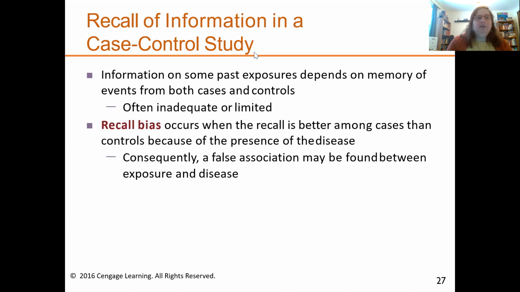This is a good one. Recall of information in a case control study. Here you have to rely on people's memory of their past exposures, right? And sometimes this doesn't work out. Sometimes there's a recall bias. This can occur when the recall is better among cases than controls because of the presence of the disease. So consequently, a false association may be found between exposure and disease.